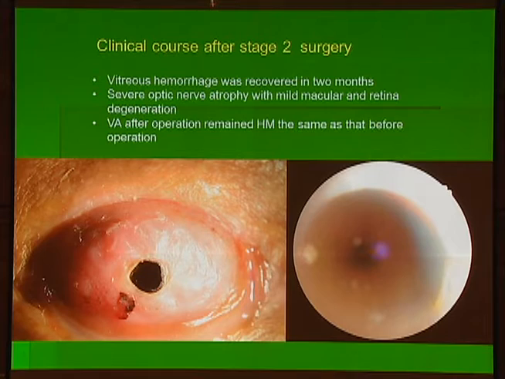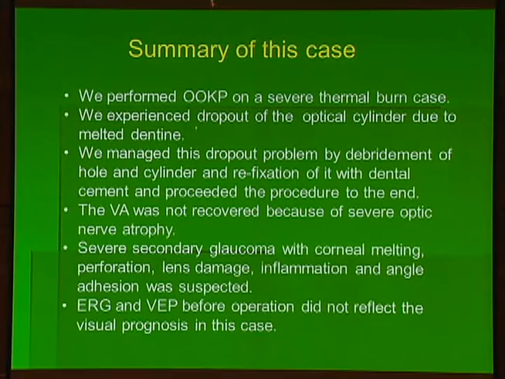A summary of this case: we performed OOKP in a severe thermal burn case. We experienced dropout of the optical cylinder due to melted dentin, and we managed this dropout problem by debridement of the hole and cylinder and refixation of it with cement, and proceeded with the procedure to the end. The visual acuity did not recover because of severe optic nerve atrophy. Severe secondary glaucoma with corneal melting, perforation, lens damage, inflammation, and angle adhesion was suspected. In this case, ERG and VEP before operation did not reflect the visual prognosis.